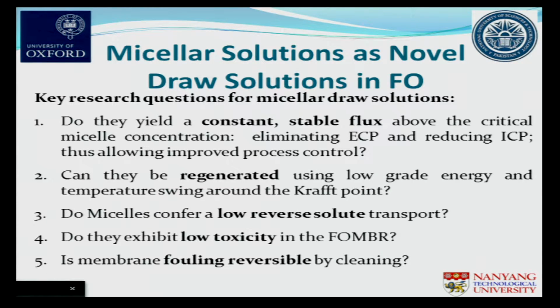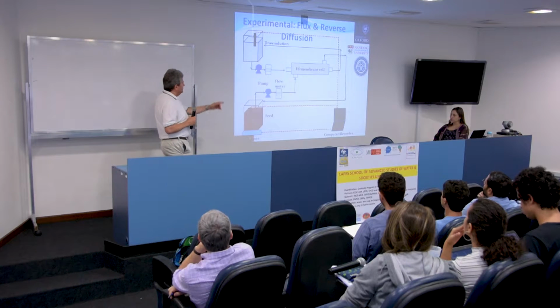Third one is, do micelles confer a low reverse solute transport? We don't want them to come back into the feed tank because it's going to upset the bugs. So they should have a low transport. Do they exhibit low toxicity in the membrane bioreactor? So this is really the issue. How toxic is that stuff to the membrane tank, to the bio tank? And finally, is membrane fouling reversible by cleaning? So can we reverse the fouling by cleaning?